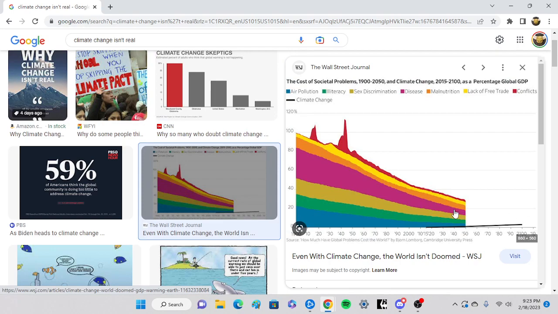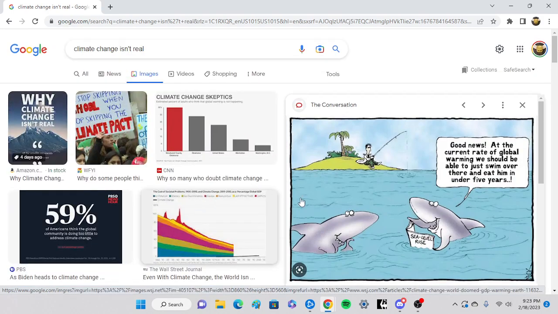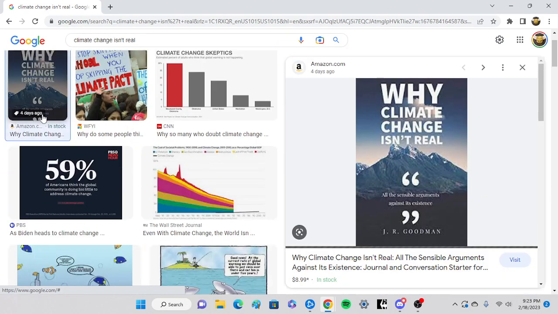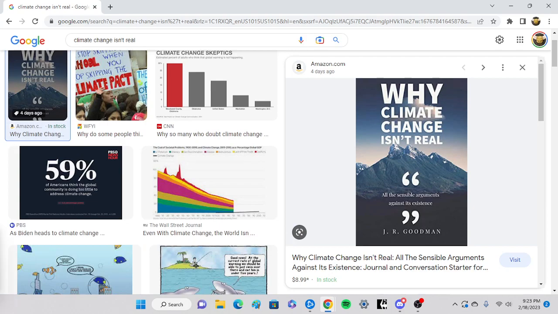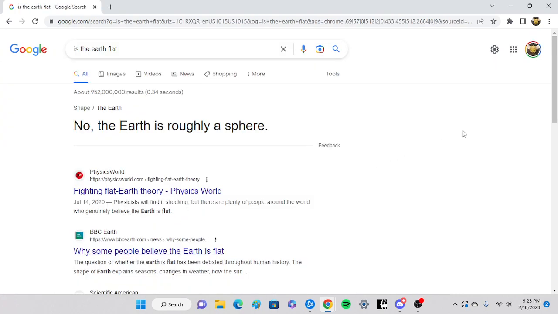Because look, except it's not quite true because the black line there, which is for climate change, shouldn't be there at all. See? So that's not true because climate change doesn't exist. And just in case we still don't trust Google to give us our answers for every single thing we do, let's try one more Google search. Is the Earth flat? No, the Earth is roughly a sphere. Well, come on, come on. You can't believe everything you read on the internet.